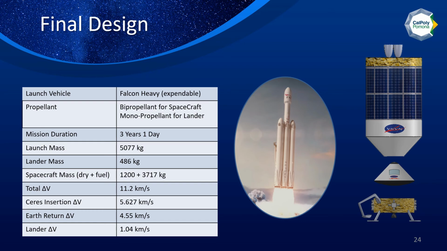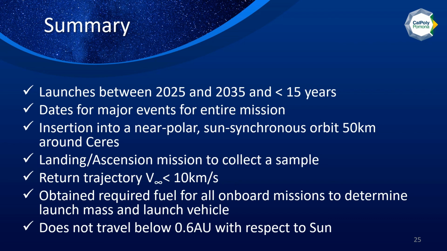For our final mission design, as stated before, the Falcon Heavy was selected to deliver our 5,077 kilogram spacecraft to Ceres. This spacecraft consists of a lander, return module, and orbiter, along with its fuel, pictured to the right. The lander will collect a 1 kilogram sample from Ceres. The entire mission will take 3 years and 1 day, and will cost a total delta V of 11.2 kilometers per second. Now we will look at our requirements to see if they have been accomplished.